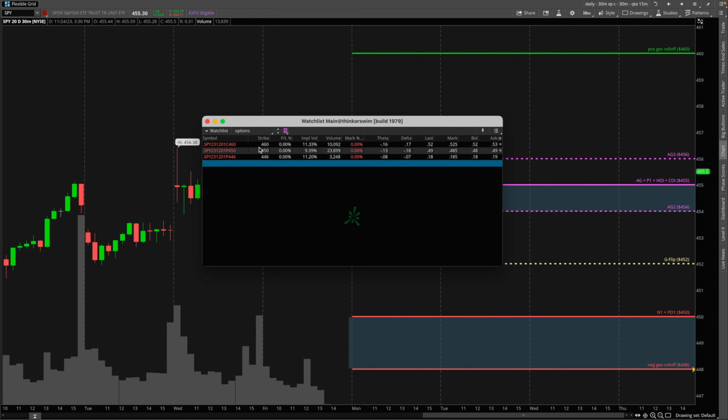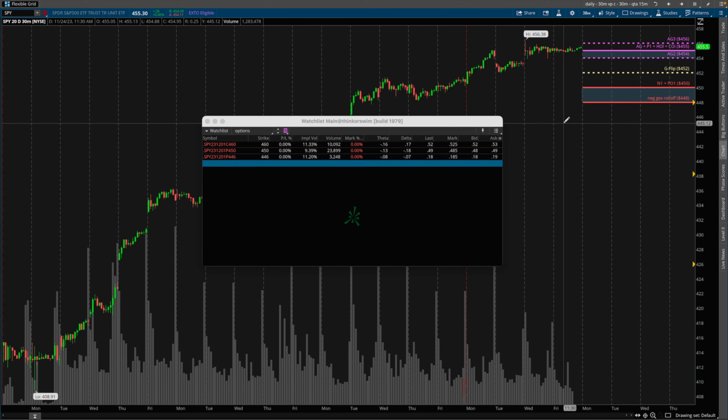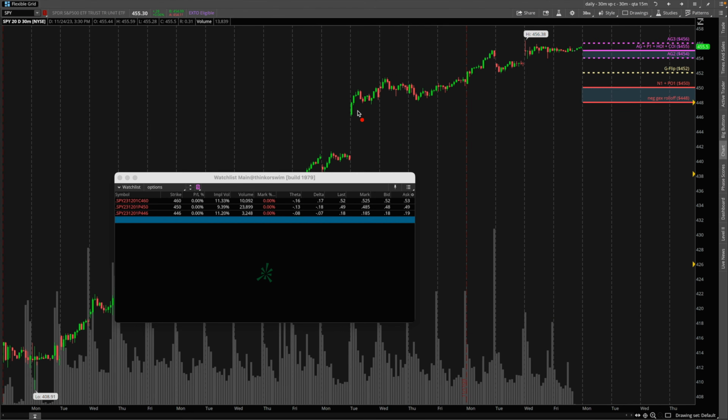So I already have 460 for the Friday expiration for the weekly on this watch list. So this is 460. I already have 450, which is down here. So this is the P1 strike price on my chart. And then I also have a strike price, so this is from the gap fill. So if we actually zoomed out for a second, and we were to come right here, so 446, that's if the SPY was to breach this level.